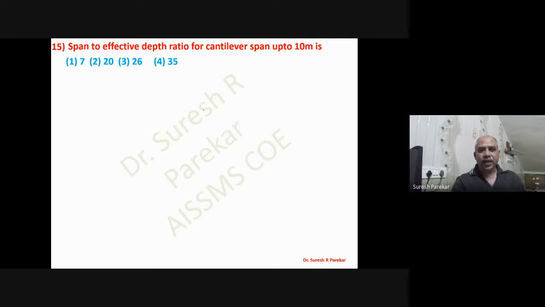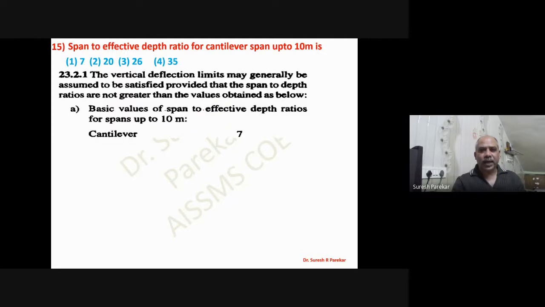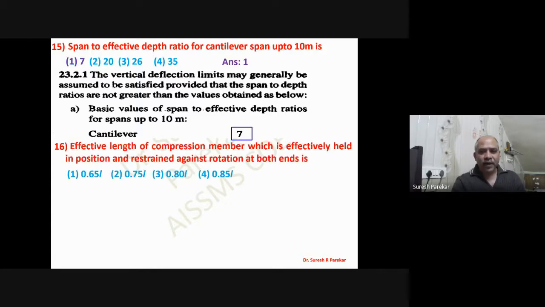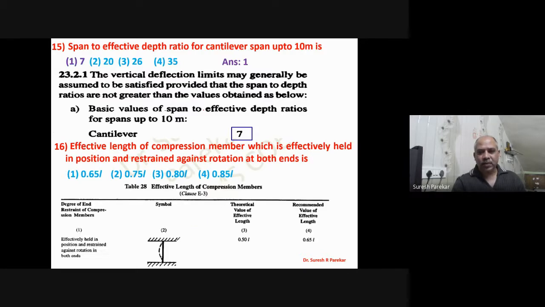And span to effective depth ratio for cantilever span up to 10 meters. So this is given up to 10 meters. The value is 7, given in IS clause number 23.2.1. Option is 1. Effective length of compression member which is effectively held in position and restrained against torsion at both ends is. Now if we go to Table 22, you can see this is the first case, and in that first case it is given both ends fixed. And for that we have the recommended length equal to 0.65 L. So option we have is 1.